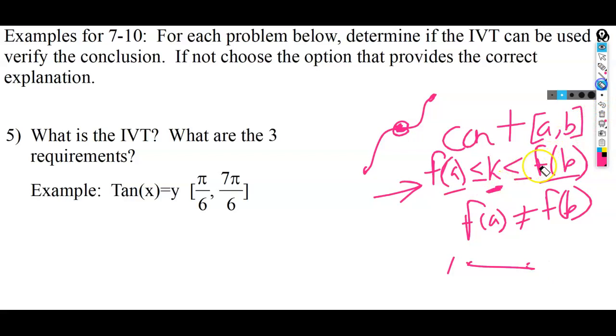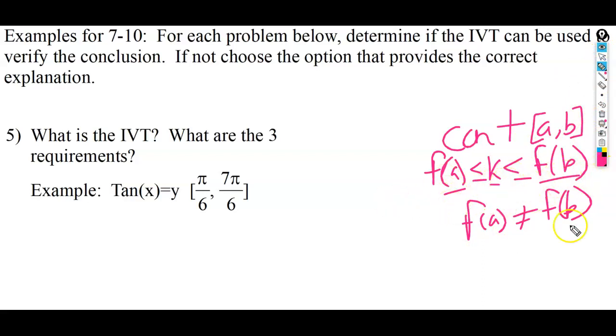Those are the requirements for the IVT to apply: it has to be continuous in the closed interval, and the value that we're trying to assure exists has to be between the two endpoints, and furthermore, those endpoints cannot be equal in height. So let's go ahead and take a look at this example here. We're looking at the tangent function, and we're going from pi over 6 to 7 pi over 6.